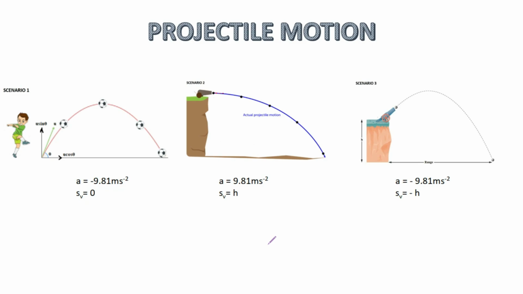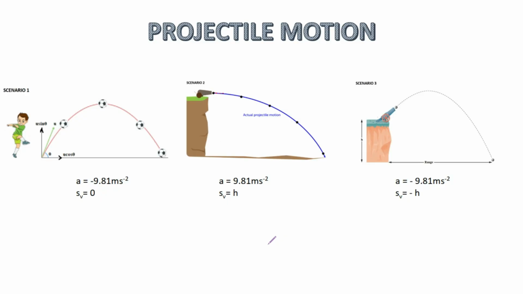Hey everyone, today we'll be looking at the three scenarios of projectile motion. And if you understand these scenarios inside out, you'll be able to answer literally any A-level physics question pertaining to projectile motion. So the question won't ever say that this is scenario one, this is just what I came up with.